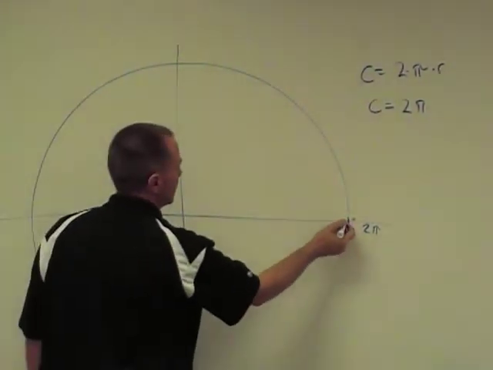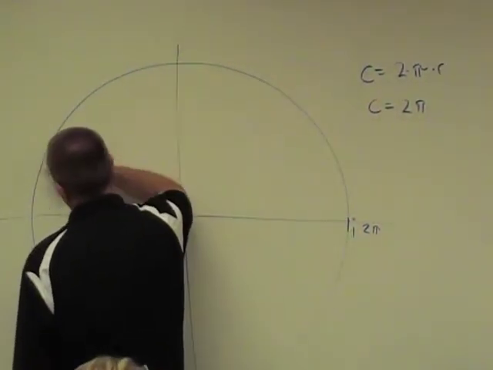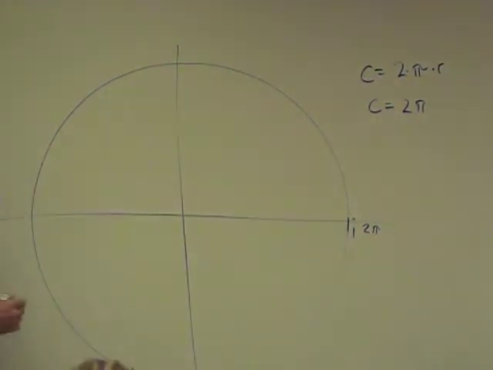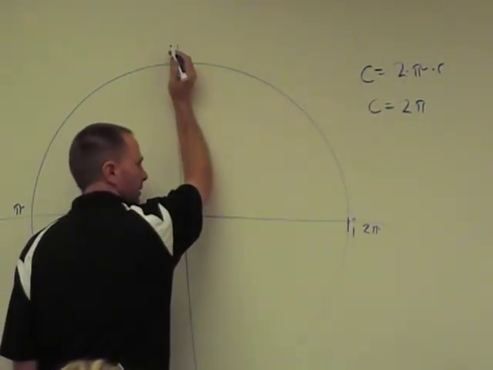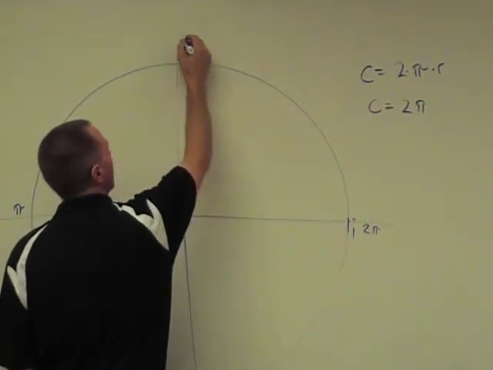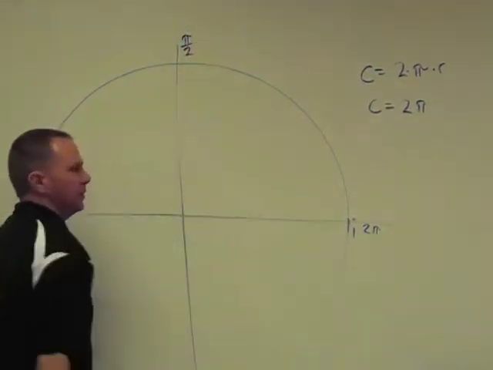Well, what's the circumference when I only go halfway around? 1 pi. Okay, so you guys remember that stuff. Alright, if that's the case, what is my distance when I stop at 90 degrees? Half pi. Half of pi, or we say pi over 2.